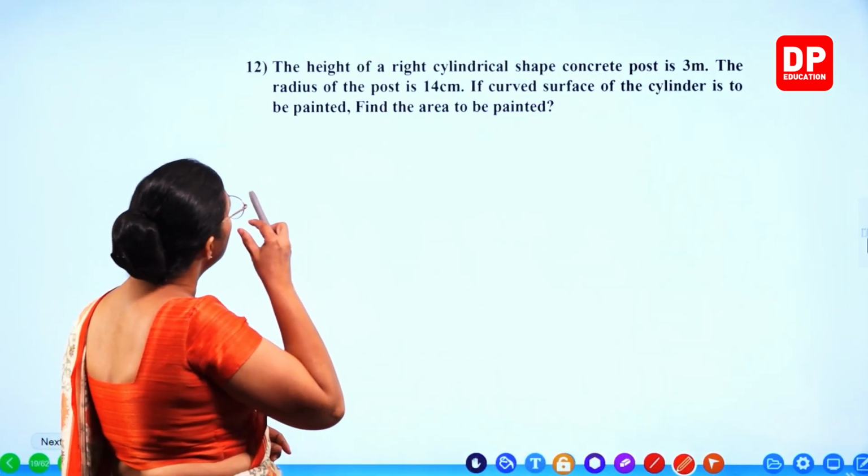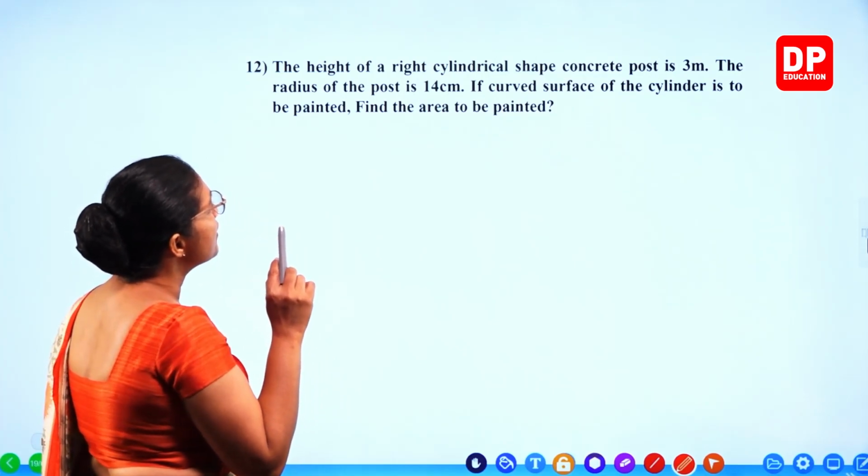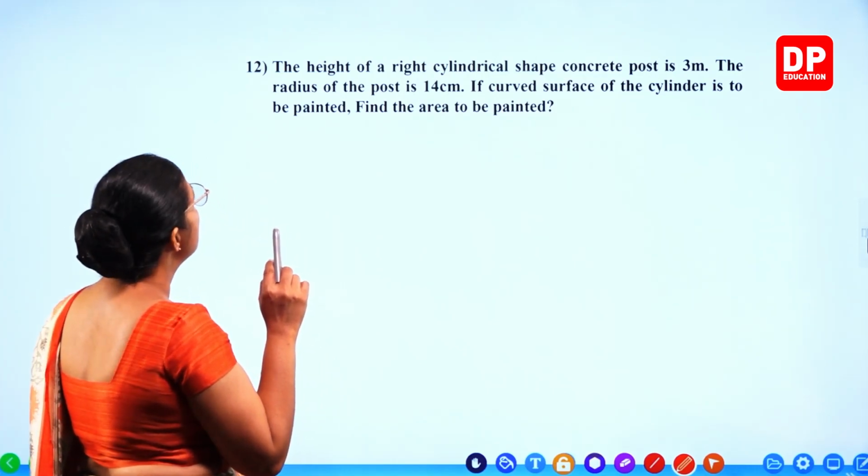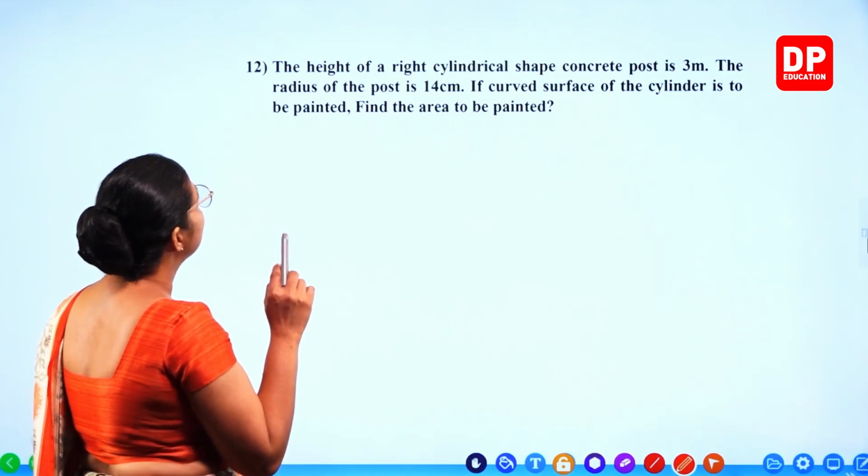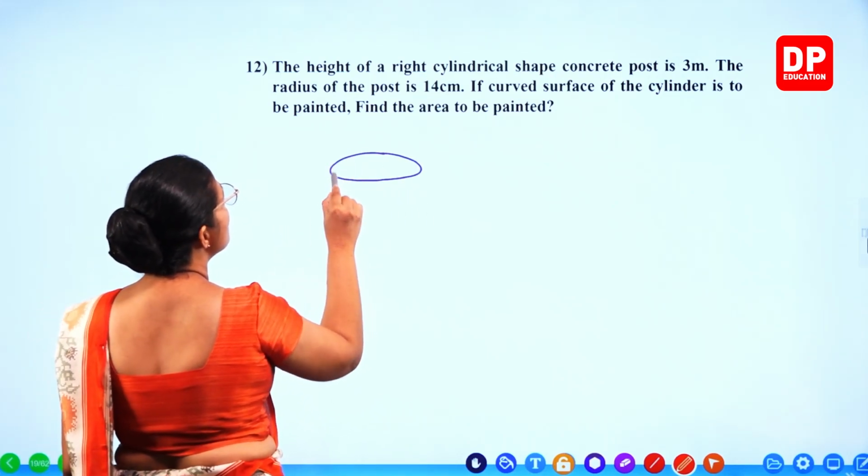Question number 12. The height of a right cylindrical shaped concrete post is 3 meters. So it's a cylindrical shape.